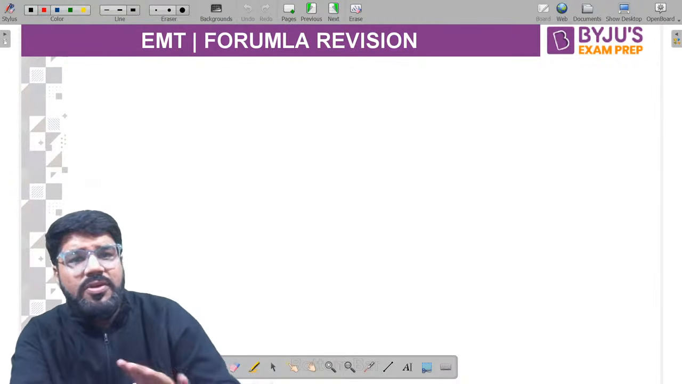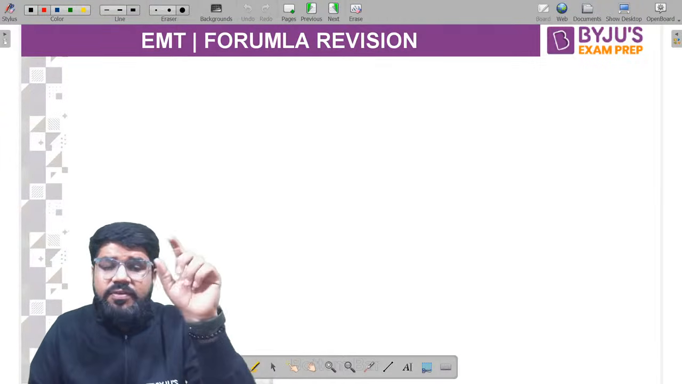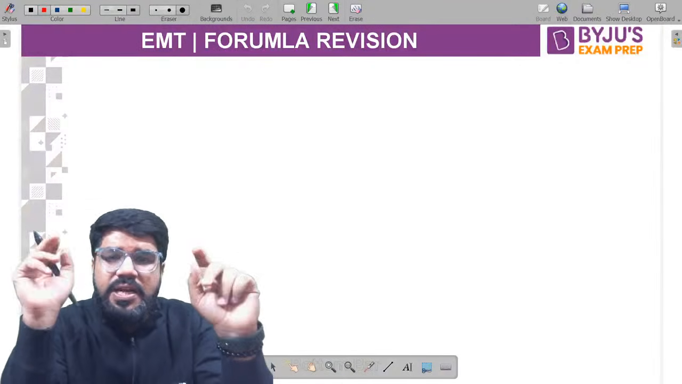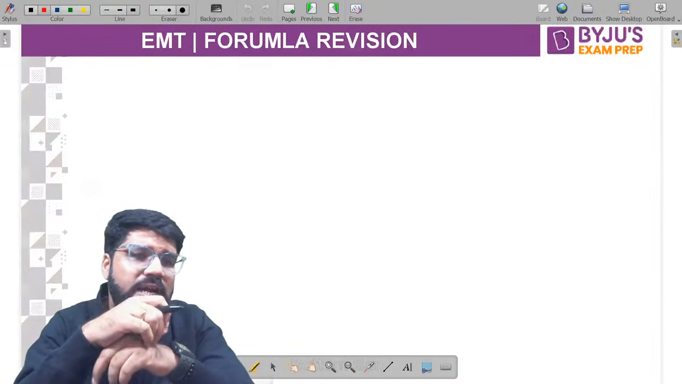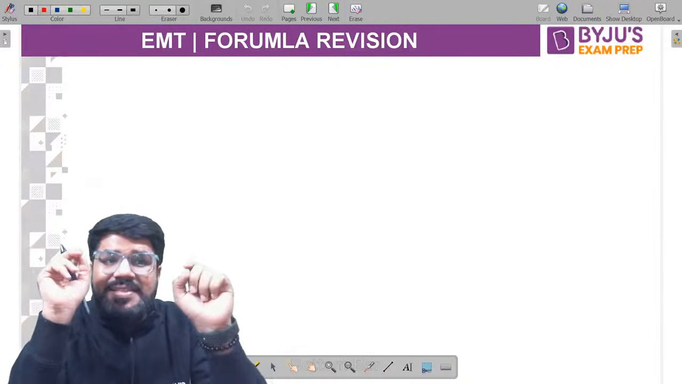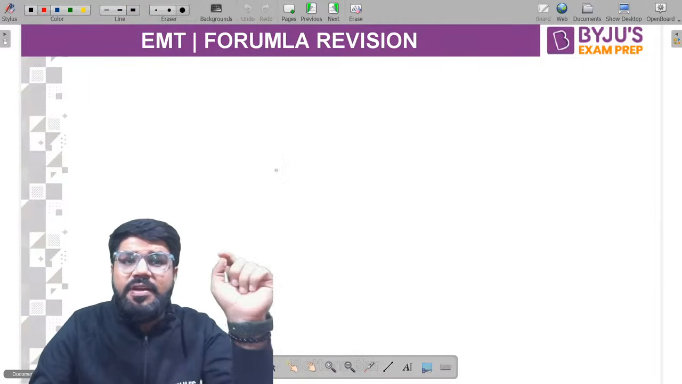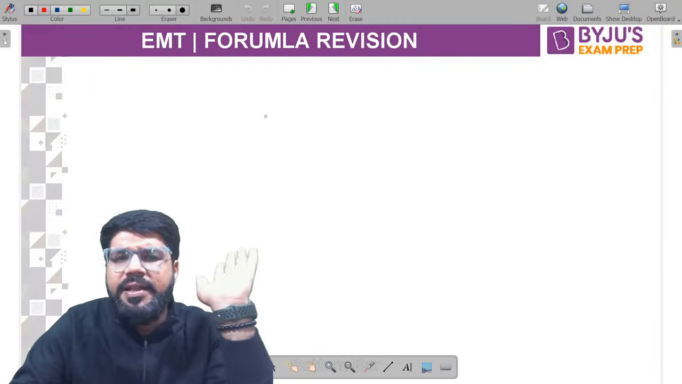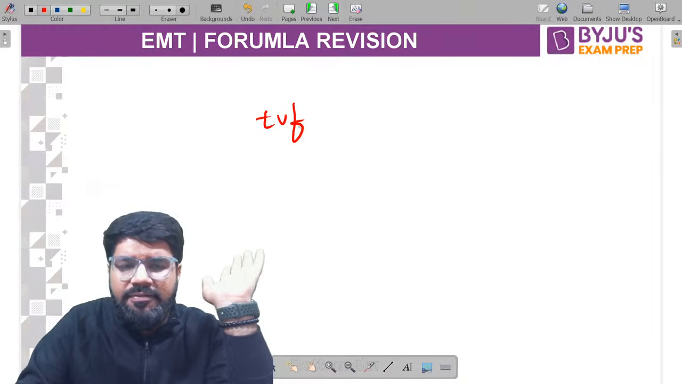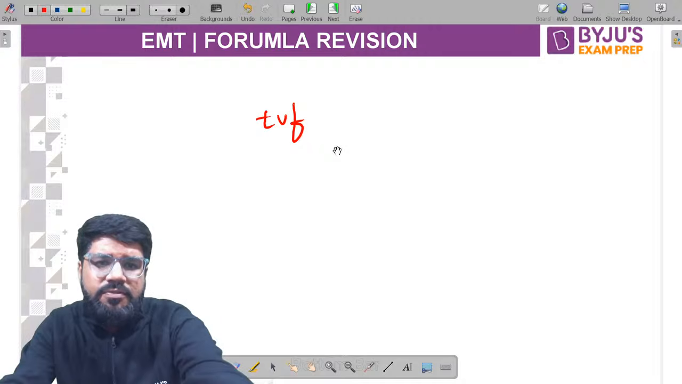So guys, in this session till now, in EMT, we have covered important formulas of electrostatics, important formulas of magnetostatics, some important formulas of time varying fields, and the final Maxwell's equations. I'll share the PDF in the Telegram group. The PDF will be password protected, and the password is going to be TVF, for time varying fields.